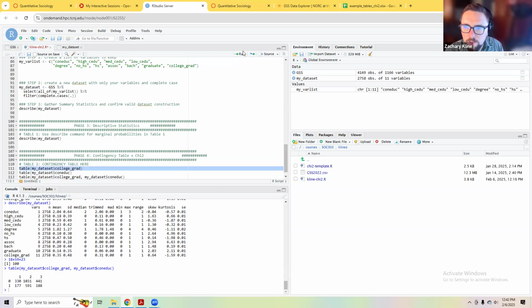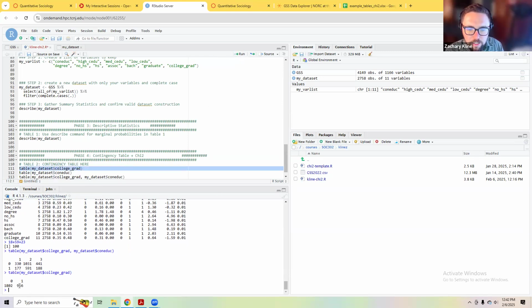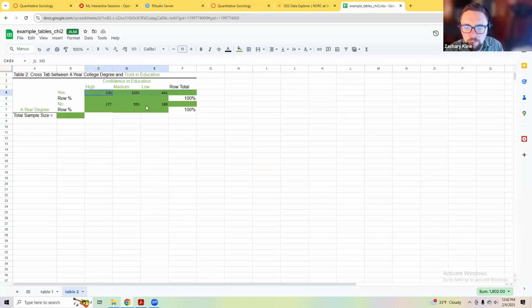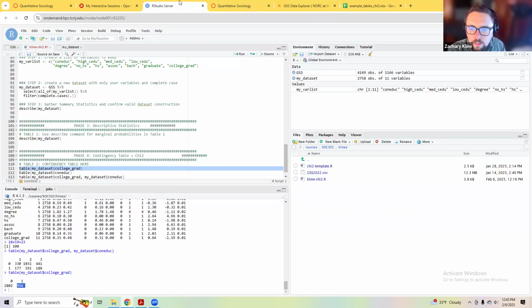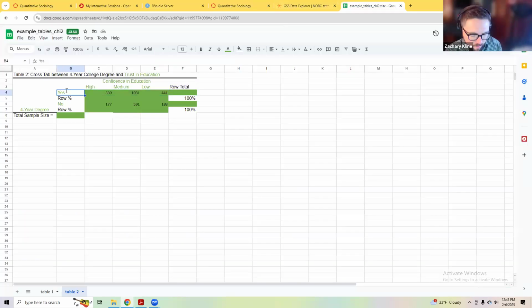Okay, so we know it should be 956. There are 956 people who have a value of 1 for college degree. Let me confirm that right here. Oh, wait a second. Here we go. Where degree? Oh, what happened here? College grad. Oh, I'm silly. This is one. No, yes.